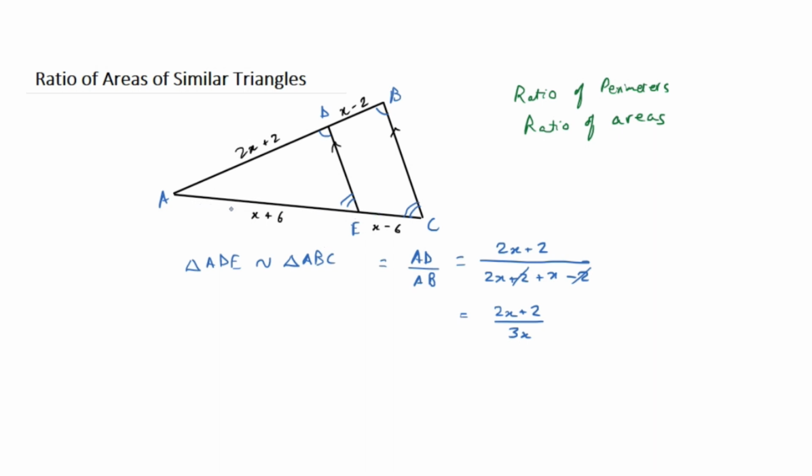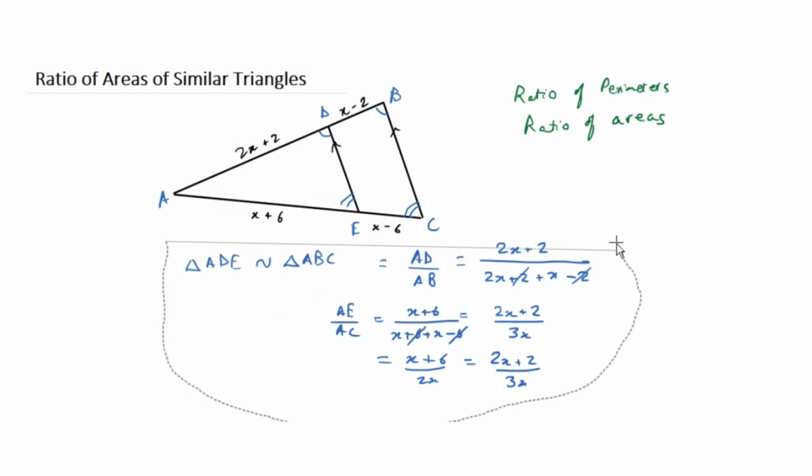So that's the ratio, which means that this ratio is going to be again the same as the ratio of AE over AC. So AE over AC, AE we know is x plus 6, and AC will be x plus 6 plus x minus 6. The plus 6 and minus 6 can cancel out, and we are left with x plus 6 over 2x should be equal to 2x plus 2 over 3x. I can just make this smaller and take it to the left.